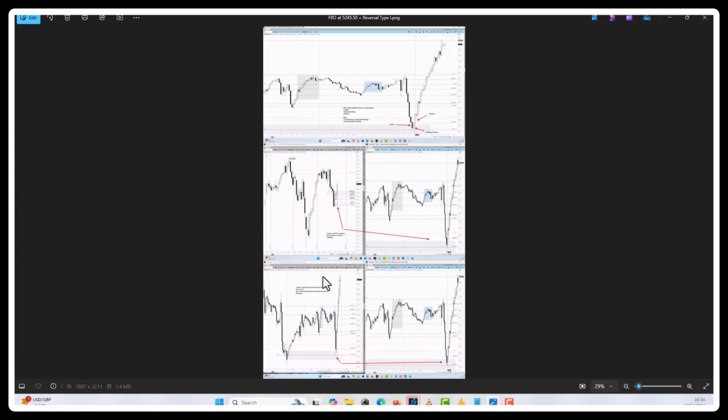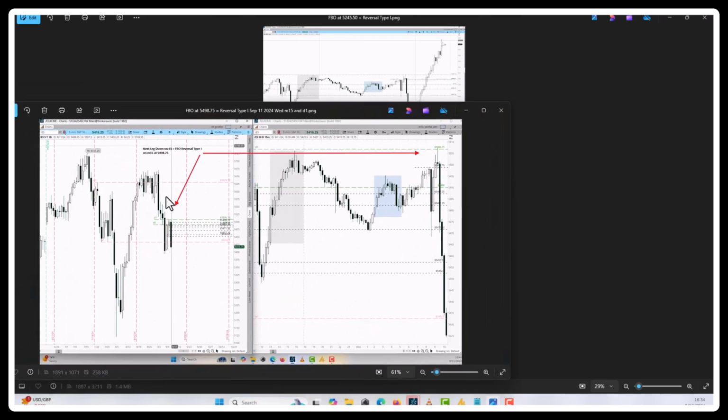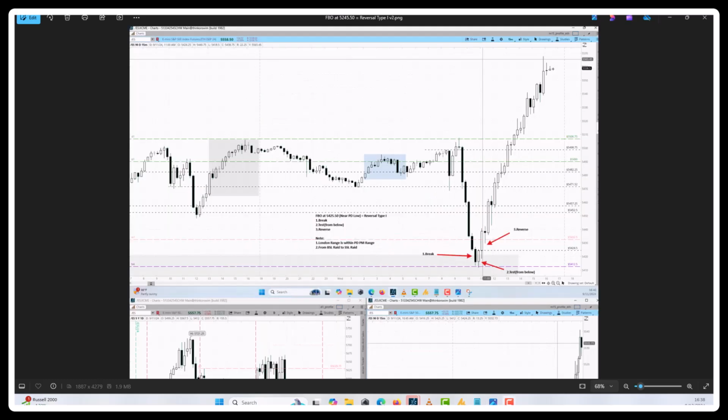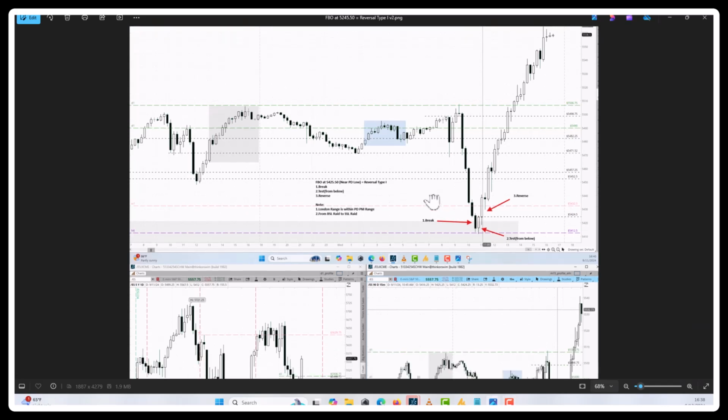It flipped right there. We may put this in here so it can give a clear picture. It flipped, it created a false breakout. Yeah, let's put this in there so we have the total picture and context. All right, we put them all together right there.